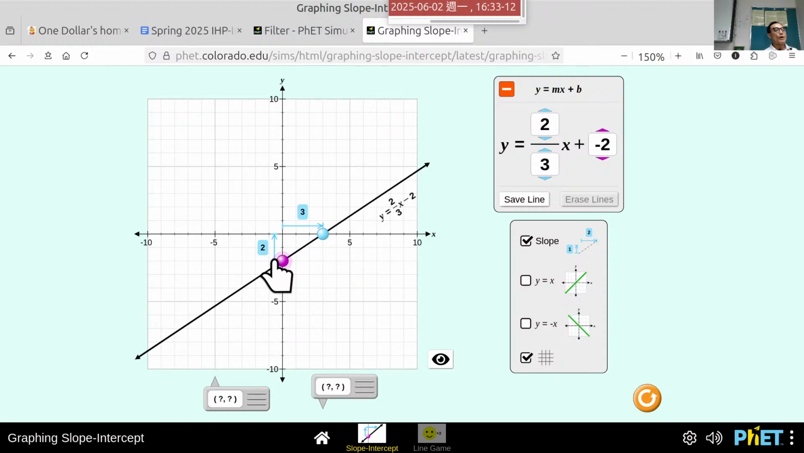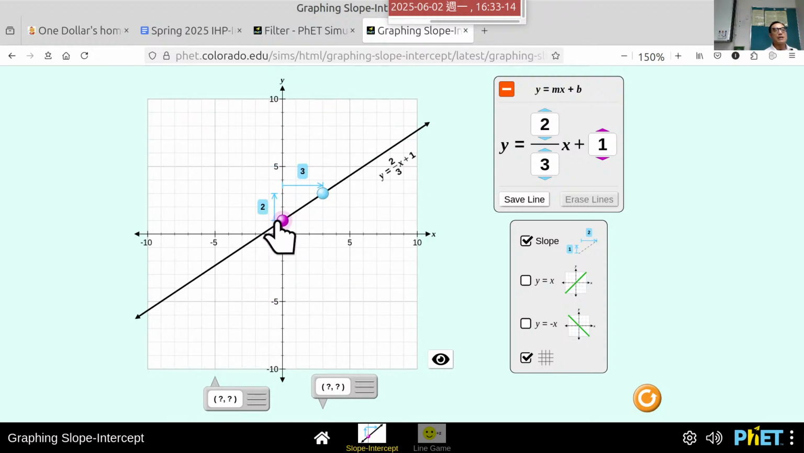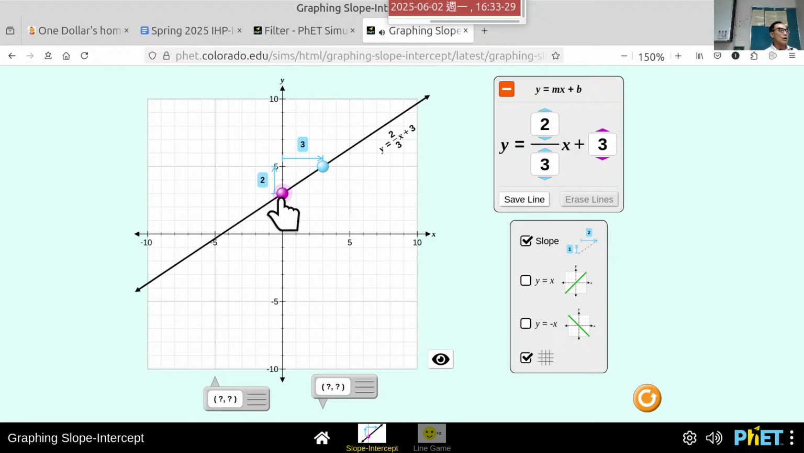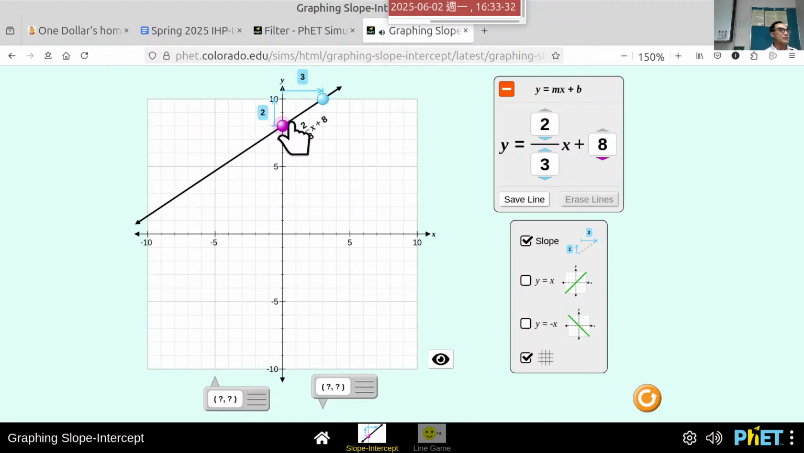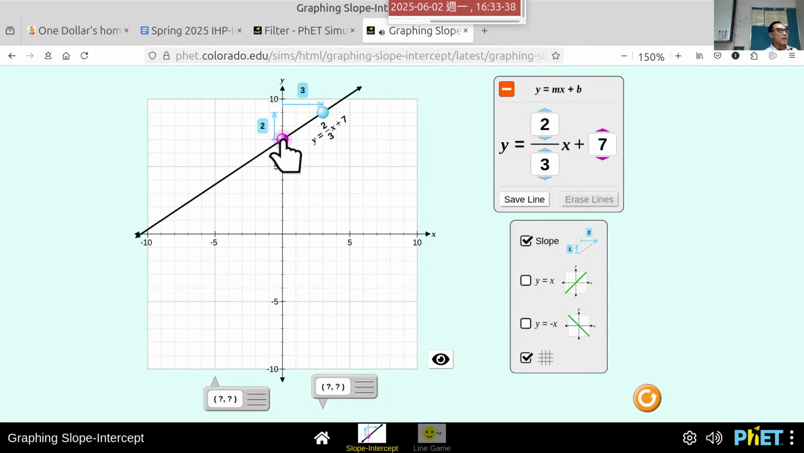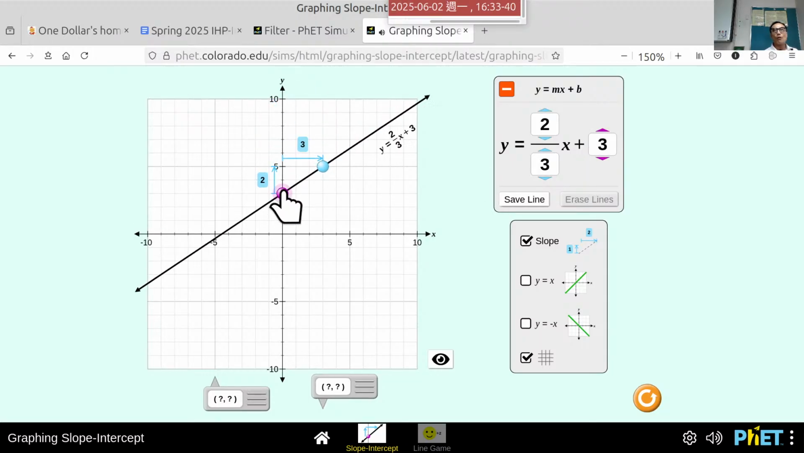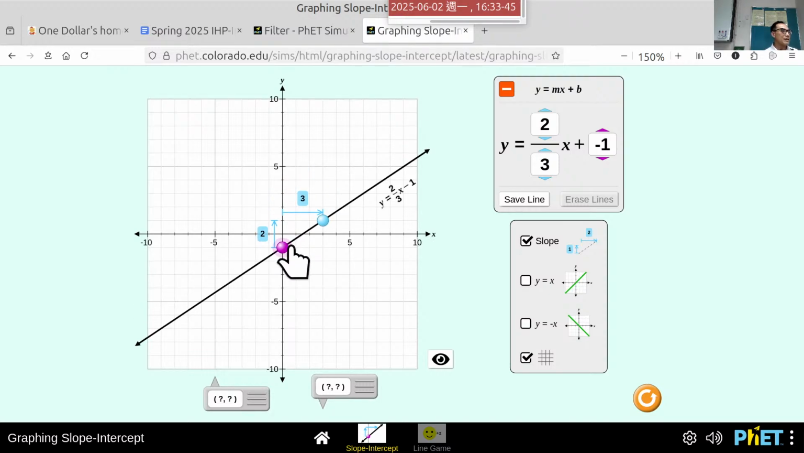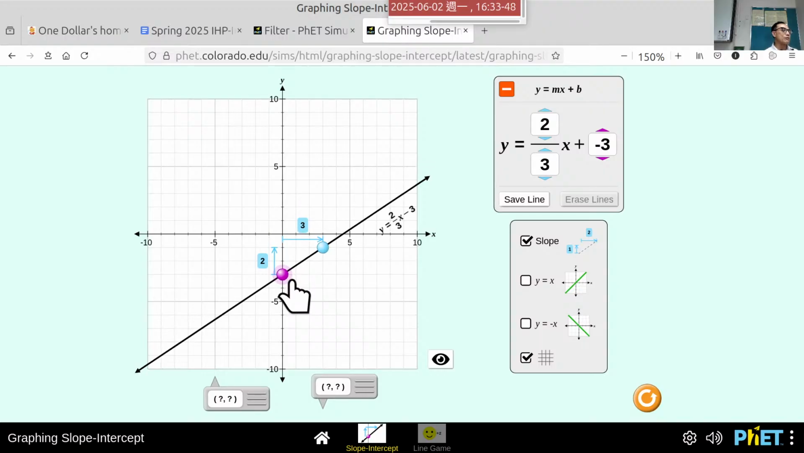Why? When I move the ball, we can see the line is moving up, moving down, and the number here is increasing or decreasing. Let's check this. When I move it up, 1, 2, 3, 4, 5, 6, the number here is increasing. When I move it down, 7, 6, 5, 4, 3, 2, 1, 0, then -1, -2, -3.